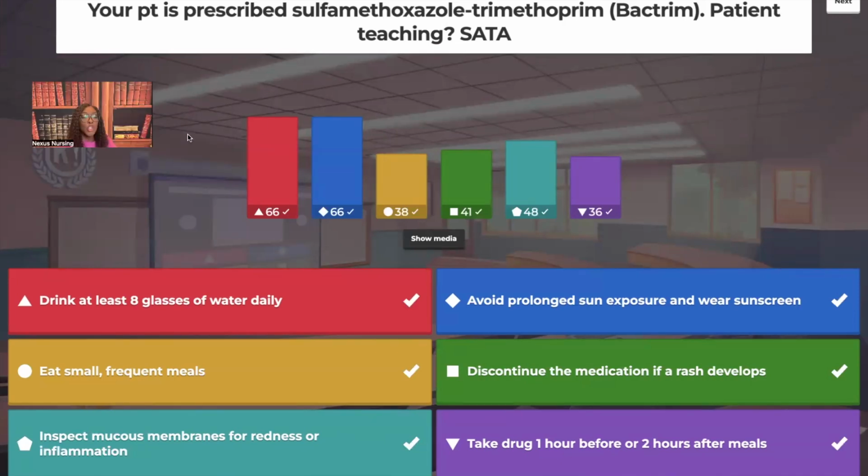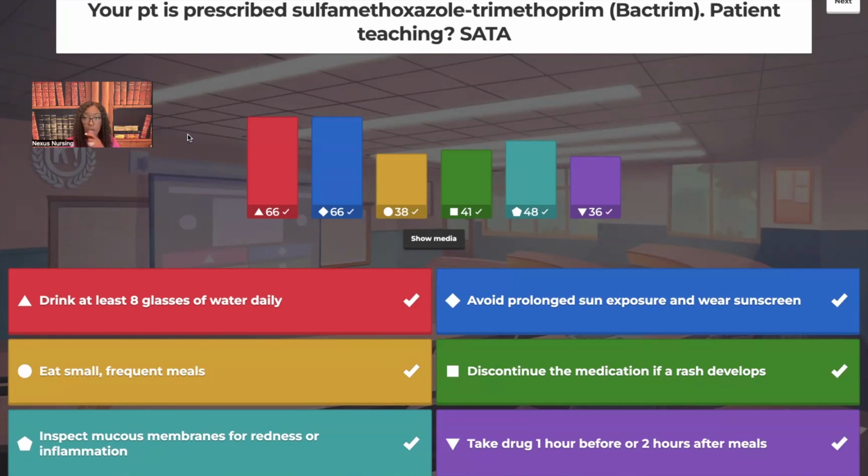Let's talk about it. Drink at least 8 glasses of water per day. Yes, you want to flush out the kidneys. Avoid prolonged sun exposure. Yes, because of photosensitivity. Eat small, frequent meals. Yes, because of GI upset. Discontinue the medication if rash develops. Yes. I did not have enough characters. I should have added: discontinue if rash develops and notify the healthcare provider immediately.